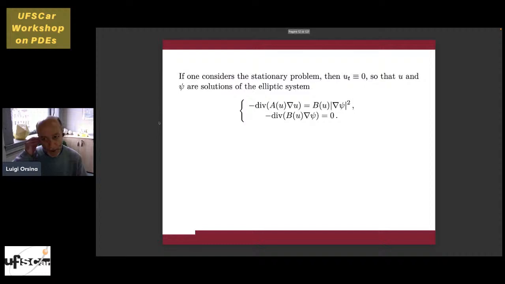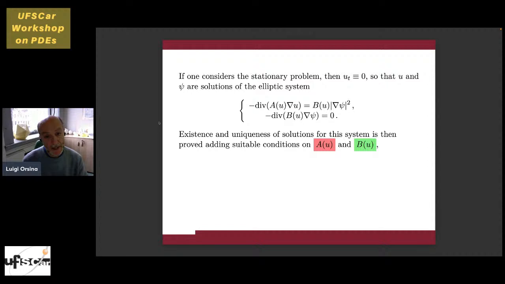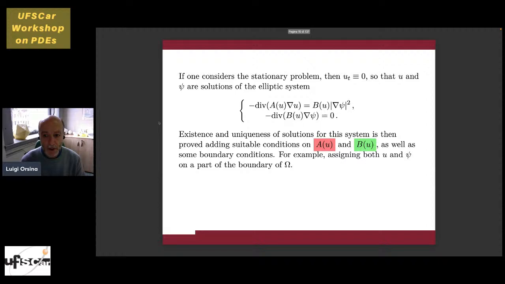Now it's an elliptic system. Of course, it's elliptic if you suppose that a of u and b of u are strictly larger than a positive constant for every value of u. There are a lot of results on this system, mainly concerned with existence and the toughest problem, which is uniqueness of solutions. The idea is to add some suitable growth conditions on a of u and b of u, that is to say on the two conductivities, and then to add boundary data. For example, one can give both the temperature and the electrical potential on a part of the boundary of omega. So you have your device, you put heat on one side and electricity on the other one, and you measure everything inside the body.